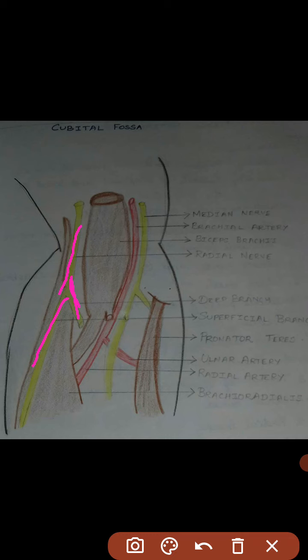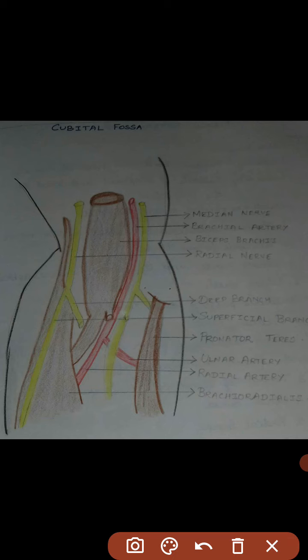Superficial branch of the radial nerve runs in front of the forearm. And the applied anatomy of cubital fossa is that blood pressure can be recorded by auscultating the brachial artery in front of the cubital fossa, and the median cubital vein, which is present in the superficial fascia of the roof of the cubital fossa, is the vein of choice for intravenous injections.